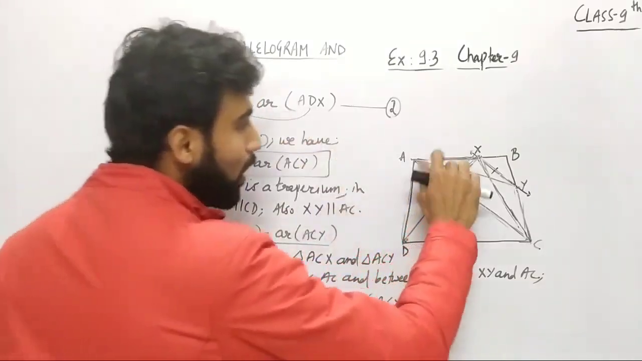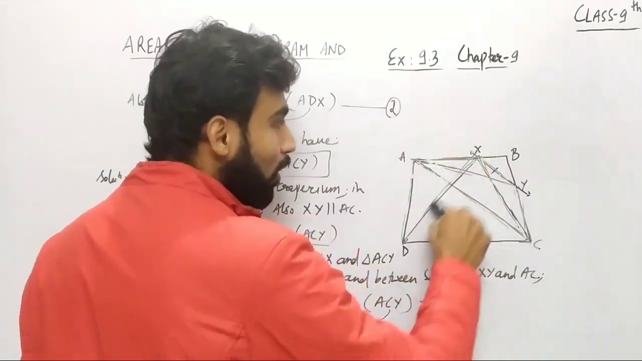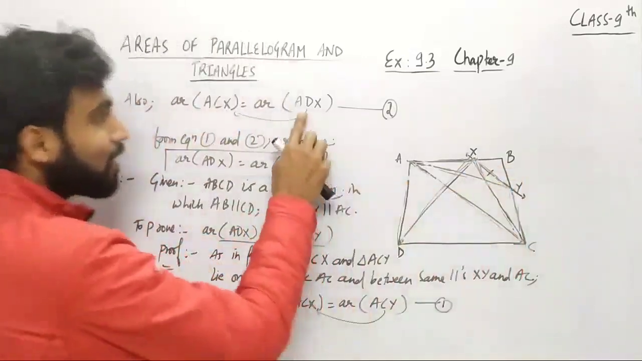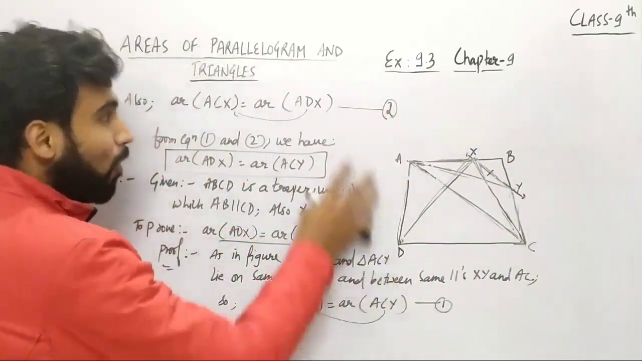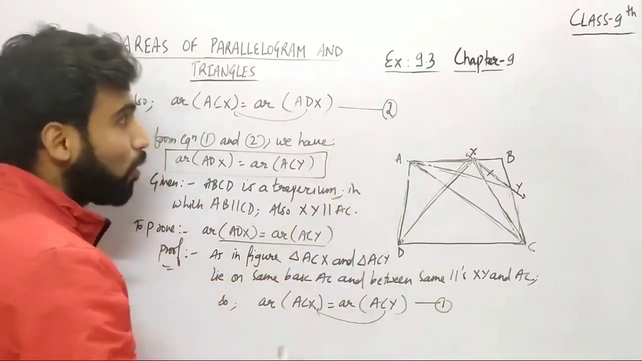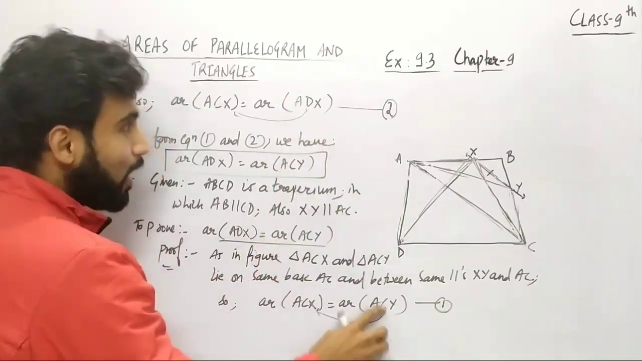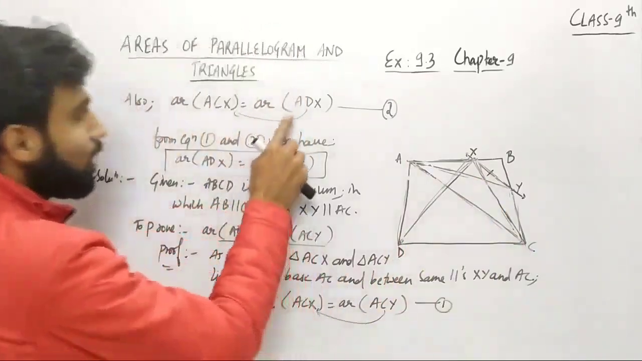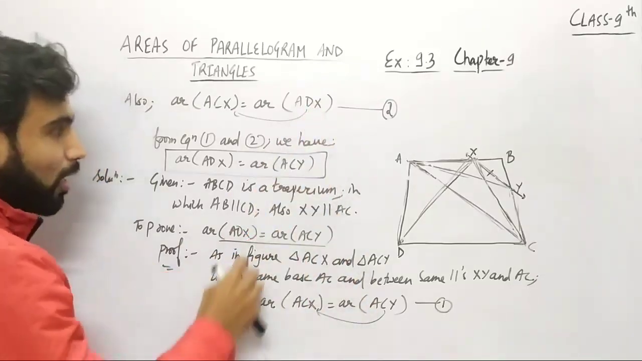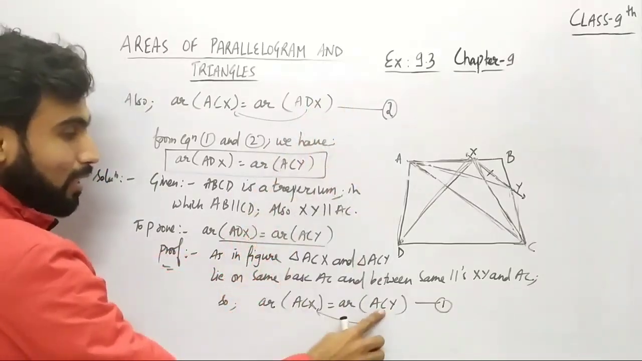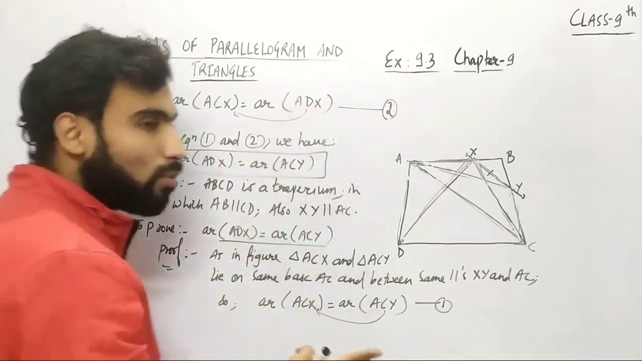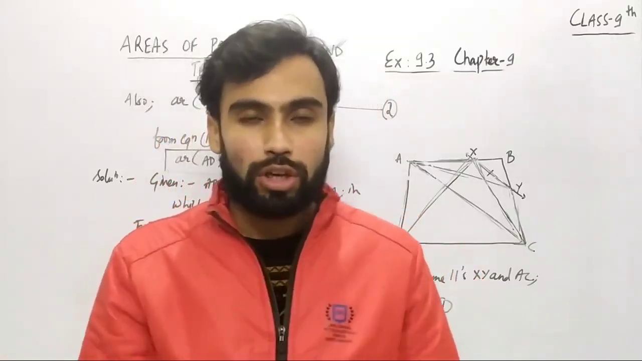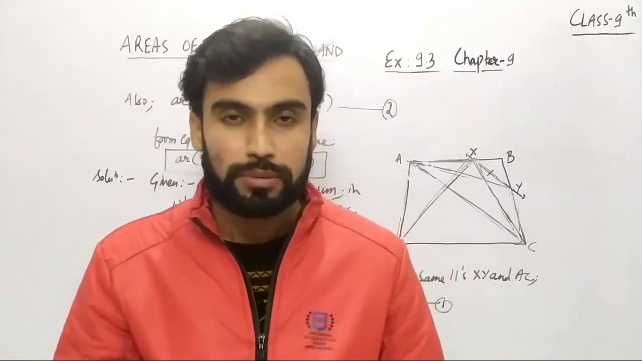Then again you will find out that AX as the base. यहाँ पे आपको दो triangles दिखेंगे, ADX and ACX, right? So ADX is equal to ACX. That form second equation. Now from both first and second equation, you will find out that both ADX and ACY are equal to the same triangle, that is ACX, right? So that means they are also going to be equal to each other. So that means from first and second equation we will get that ACY is equal to ADX, right? And this is what we have to prove in this question, right? So remember the properties that will lead you to the solution. So that was all in this question.